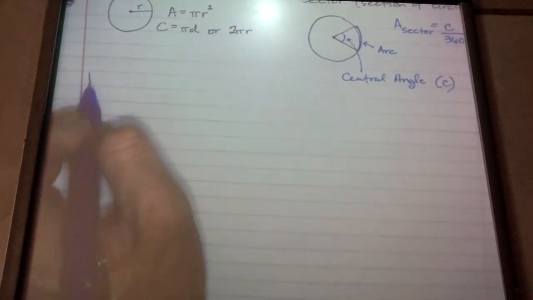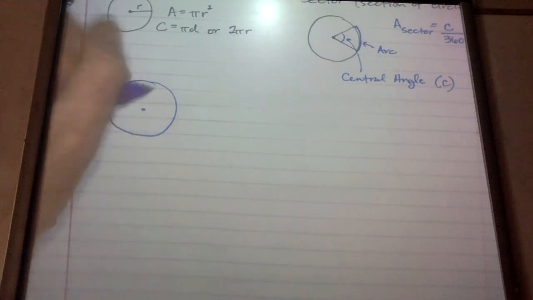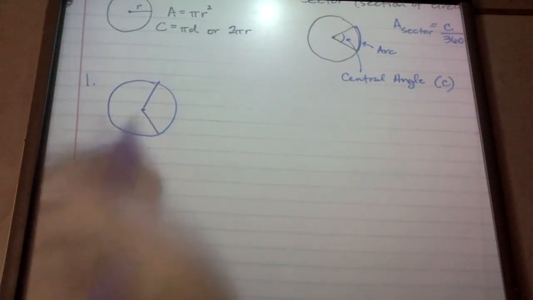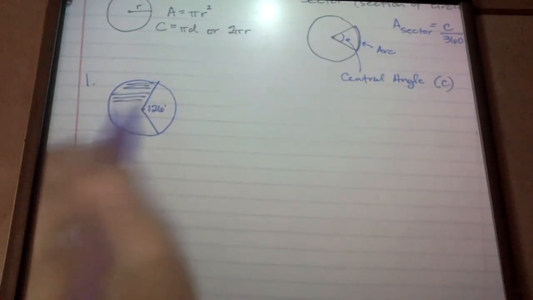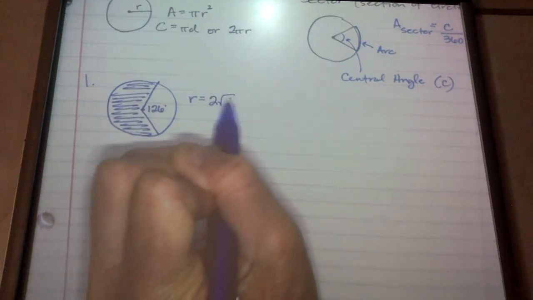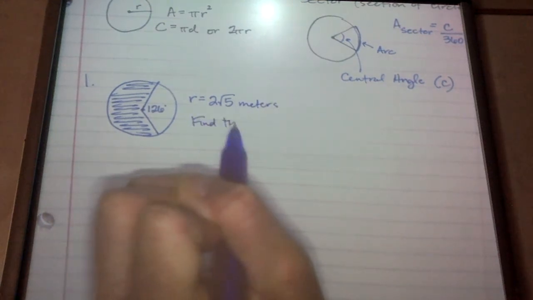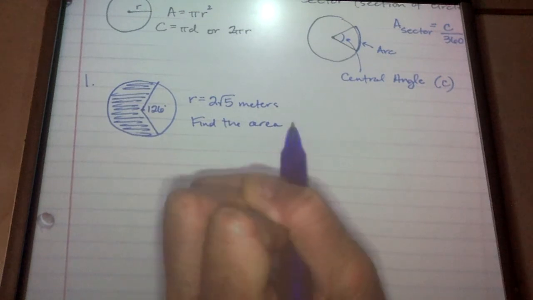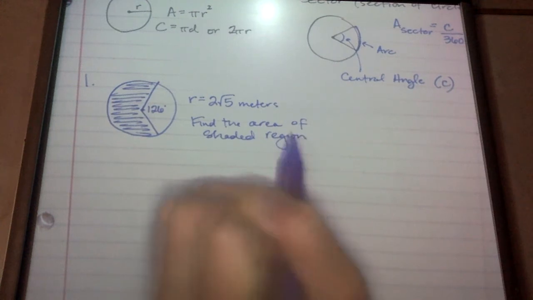Okay? So I am going to do an example with you here because you are going to see several of these. So number 1, if I have a circle, I know my circles are beautiful, and if I have the angle 126 degrees, and if I shade this region, if my radius equals 2 √5 meters, find the area of the shaded region.